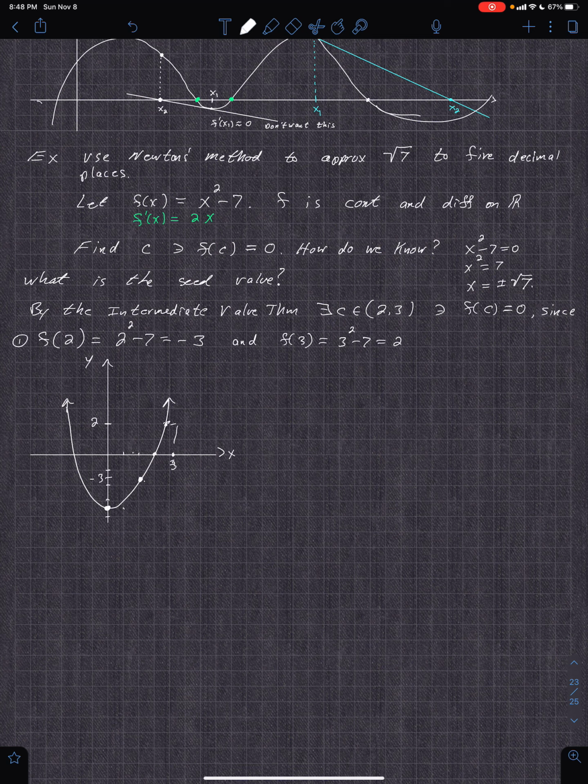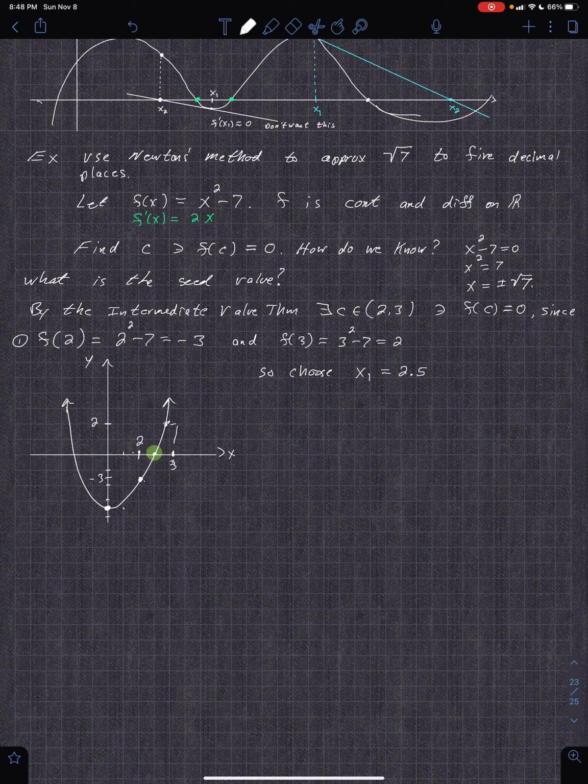So there must exist a root in between. So there has to be a root right there, because that's what we're looking for. As a rule of thumb, if you get something like that that seems reasonable, just pick halfway in between. So choose x1 equal to 2.5. It's halfway between 2 and 3.